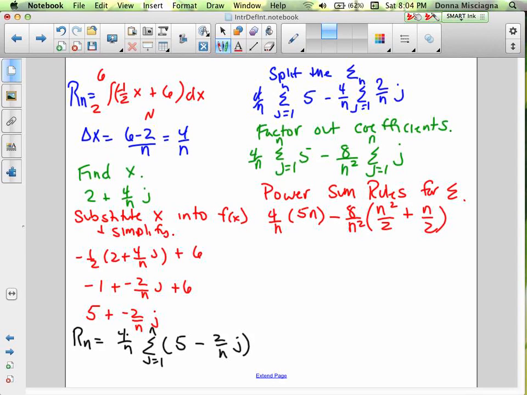And now we'll distribute and simplify. So the n's will cancel. This will be 20 minus, and then the n squareds will cancel. 8 over 2 is 4. And then minus, the 8 over 2 will cancel to a 4 in the numerator and an n in the denominator. And then let's take the limit.